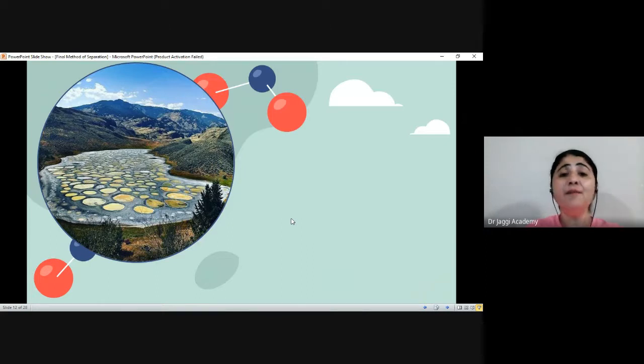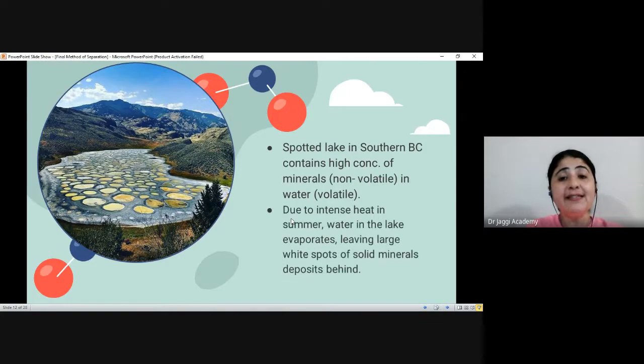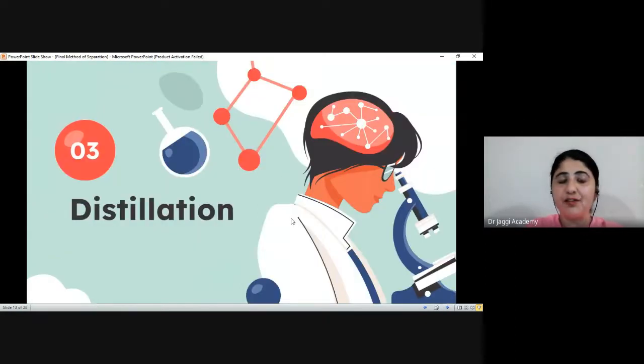Another example of the evaporation process that we see in our daily life is Spotted Lake in southern BC, which contains a high concentration of minerals in its water. Due to the intense heat in summer, the water in the lake, which is volatile in nature, evaporates, leaving behind white spots of solid minerals, which are non-volatile in nature and are deposited behind. So this is a common example we can see in our area. This is the second method, which is known as evaporation. The next method of separation is distillation.